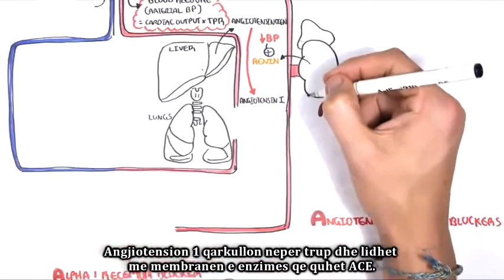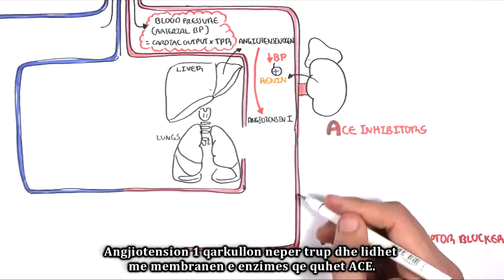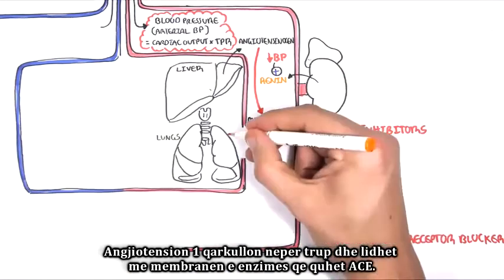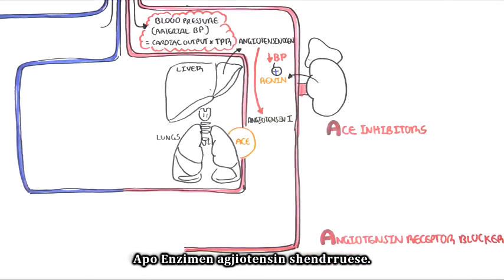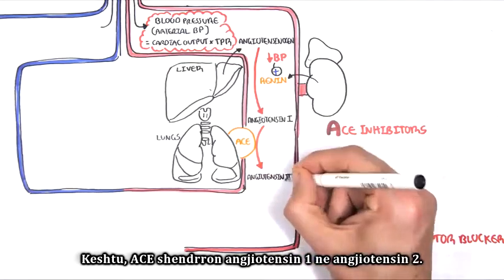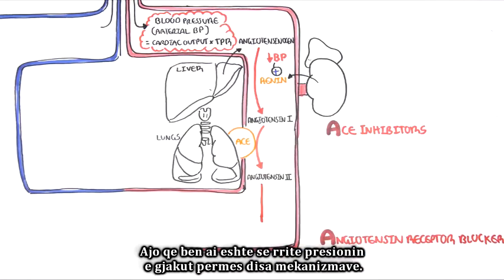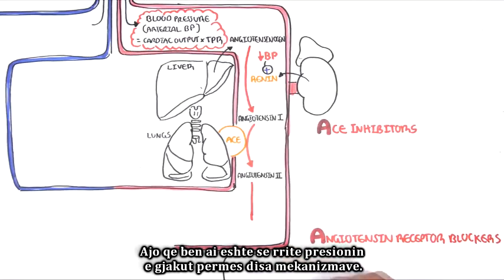Angiotensin 1 will then circulate around the body and get in contact with a membrane-bound enzyme called ACE, or angiotensin converting enzyme, which mainly resides in the lung tissues. So ACE converts angiotensin 1 to angiotensin 2. Angiotensin 2 is an important regulator of blood pressure. And what it does is basically increase blood pressure via a number of mechanisms.